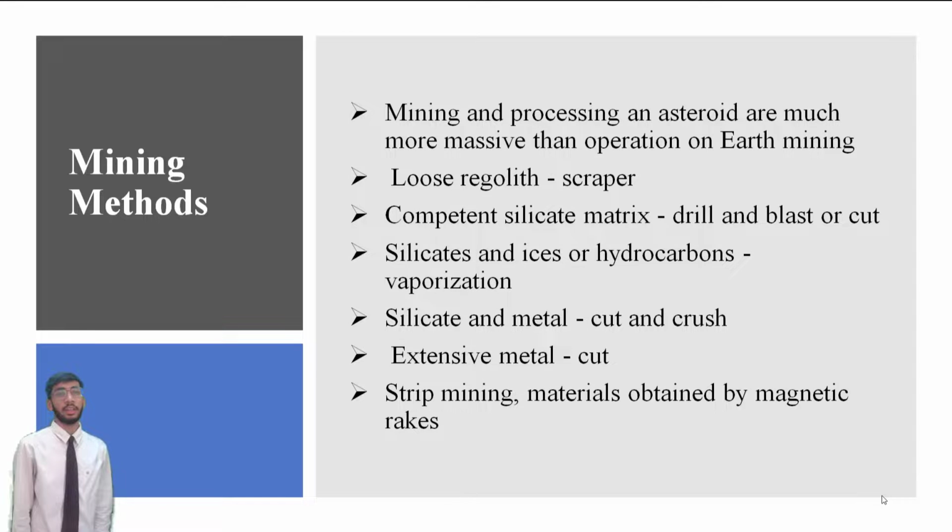In the next slide we see that mining and processing of asteroids are much more massive than operating on Earth mining. First is the loose regolith scrapper, in which scraping is done. Second is the component silicate matrix, in which the drill and blast are cut. Silicate and ice hydrocarbonization is done by vaporization. Silicate and metal cut and crush. In fifth we see extensive metal cut, and sixth the stripping of metal material obtained by magnetic rigs.